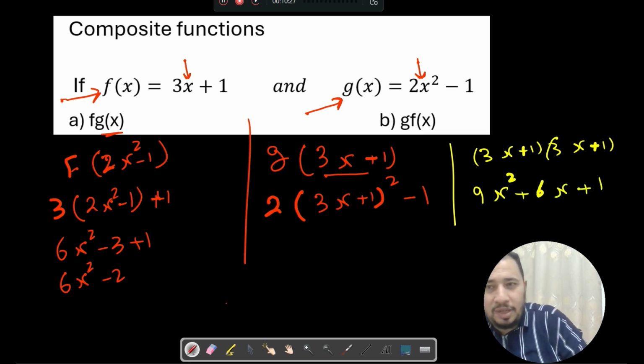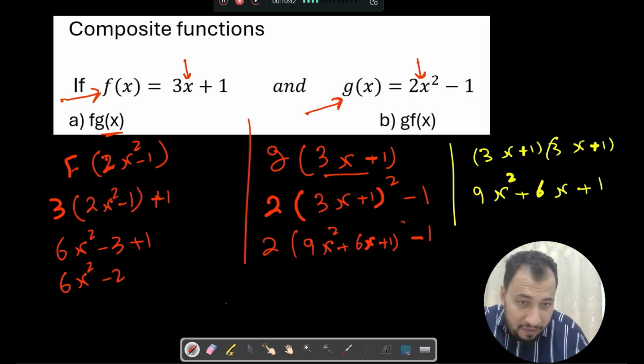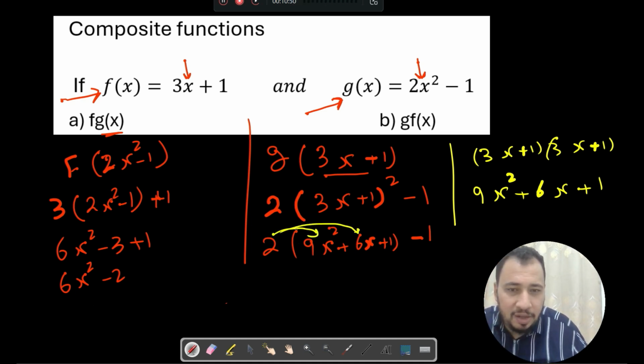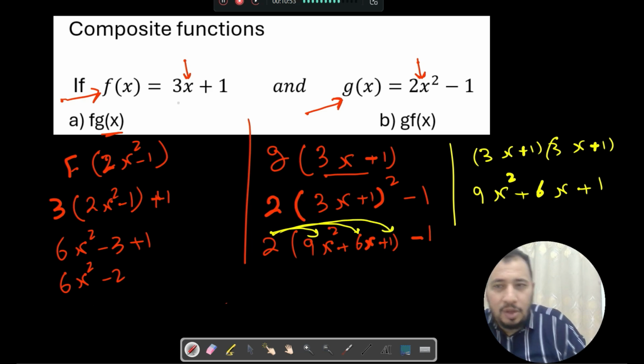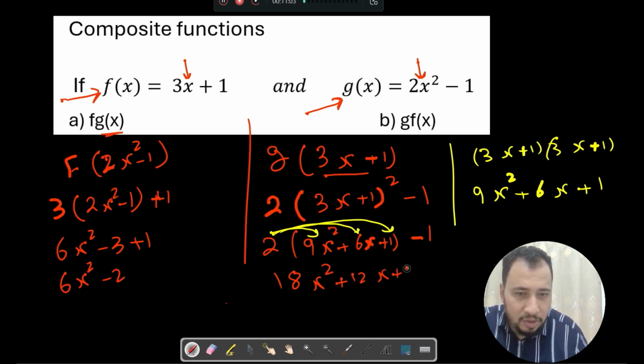Let's write it down here. 9x squared plus 6x plus 1 minus 1. Right now, because you don't have square over here, you can immediately multiply this here, and also there. So it's going to be 18x squared plus 12x plus 2 minus 1.